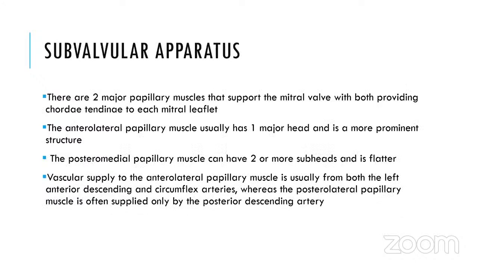Moving on from the leaflet, we'll talk now about the subvalvular apparatus. There are two major papillary muscles that support the mitral valve, and both of them provide chordae tendineae to each mitral leaflet. The anterolateral papillary muscle usually has one major head and is a more prominent structure. The posteromedial papillary muscle has two or more subheads and is flatter. The vascular supply of the anterolateral is usually from both the LAD and the LCX, whereas the posteromedial papillary muscle is often supplied by the PDA, whether it comes off the RCA or the LCX in case of LCX dominance.